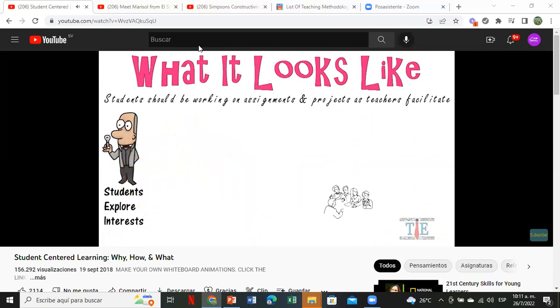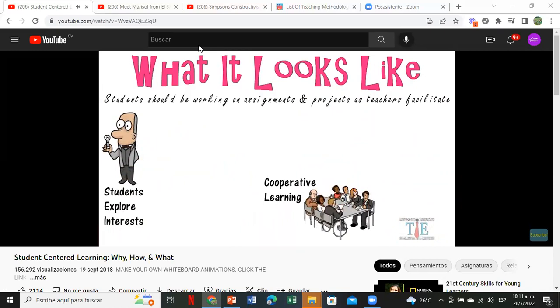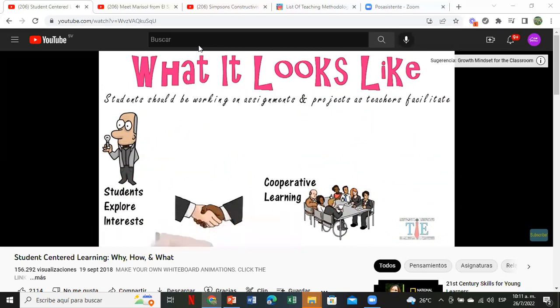Students should be working together as a group and building upon each other's knowledge. Cooperative learning frequently takes place in the classroom. The student and teacher should be working hand in hand to achieve mutual learning goals. Here it is really a partnership in learning between the teacher and the student.